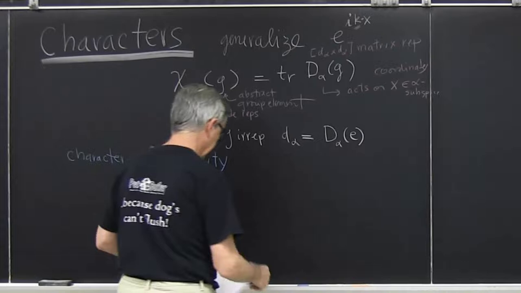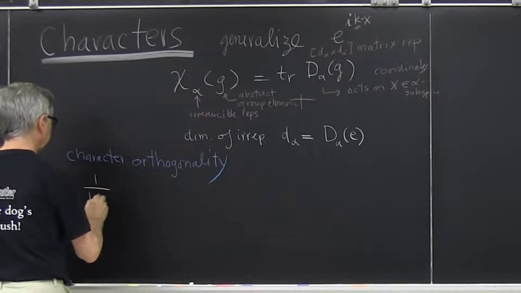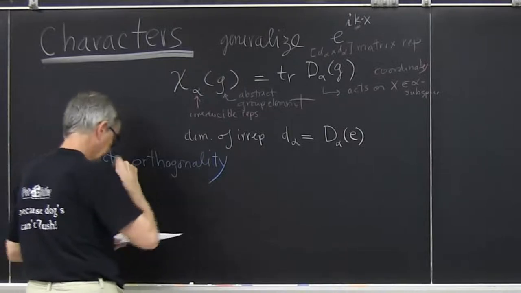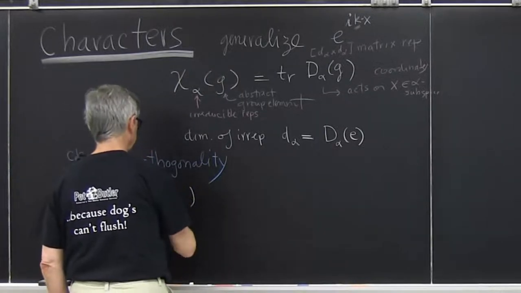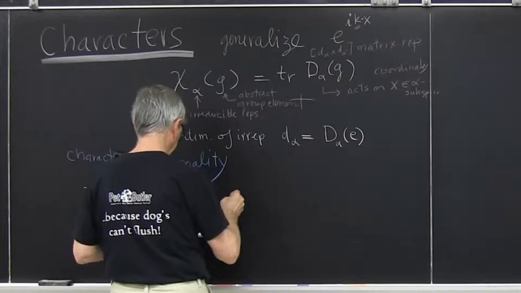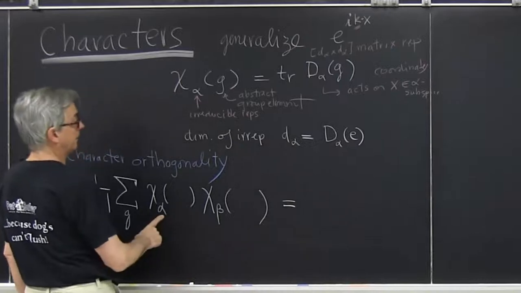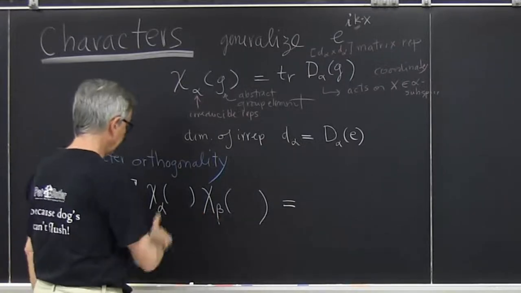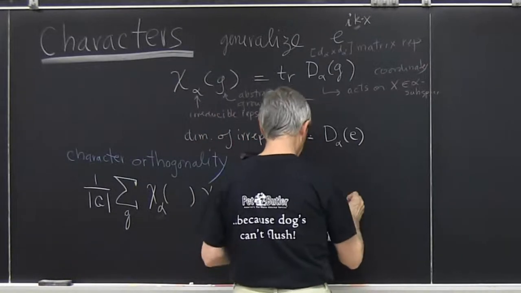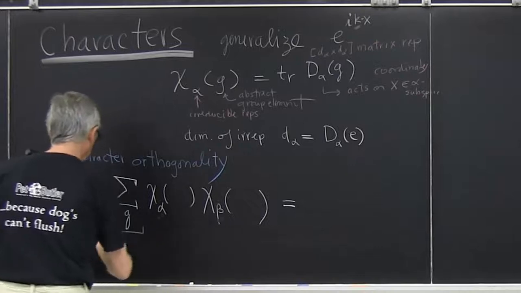And the formula is, so these are either the same or different representations, in general different irreducible representations of the action of the group. And this is an average, a group average.